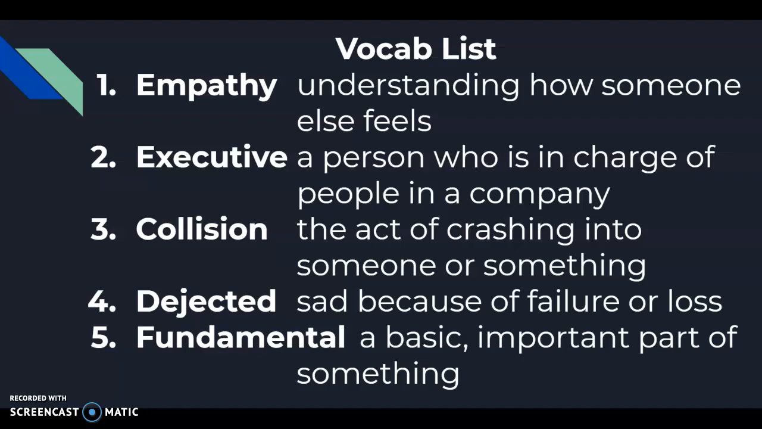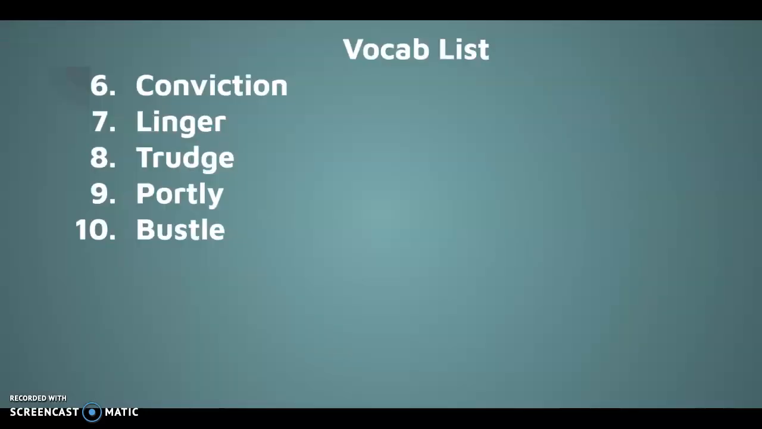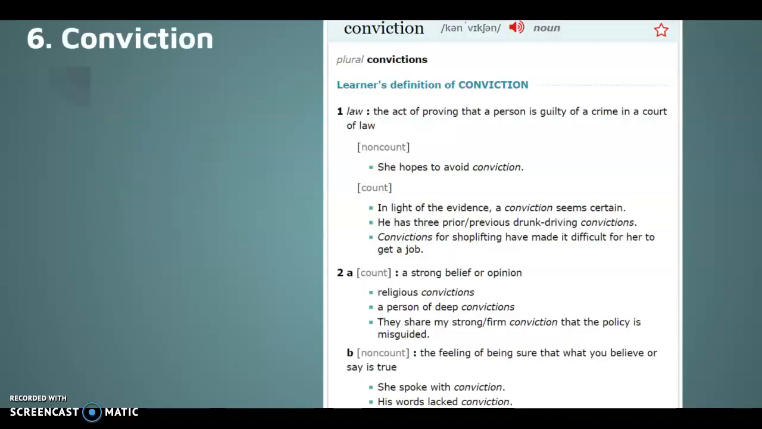So I hope you studied these words last week and know them well. These are the words for this week: conviction, linger, trudge, portly, and bustle. So here we go, conviction. For each word, I'll show the definition from Learner's Dictionary, but then I'll also show what you could write in your notes. And if you need to pause the video in order to get that down, please do so. I would recommend adding these notes to the ones that you took last week.